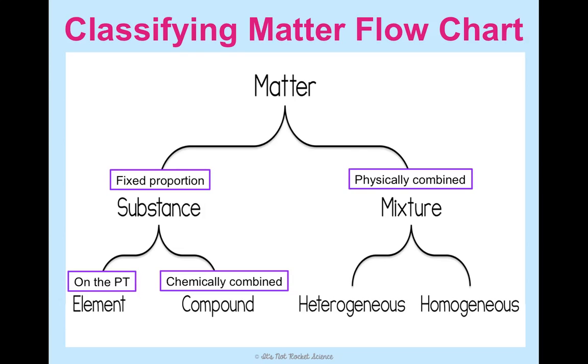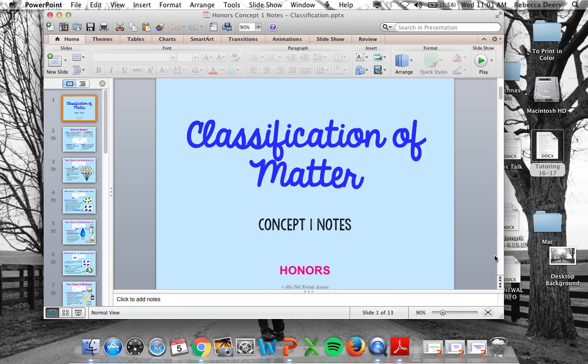Mixtures are physically combined. We can separate them out physically. Heterogeneous have different compositions throughout. Homogeneous have same. All right, now we're going to practice classifying.